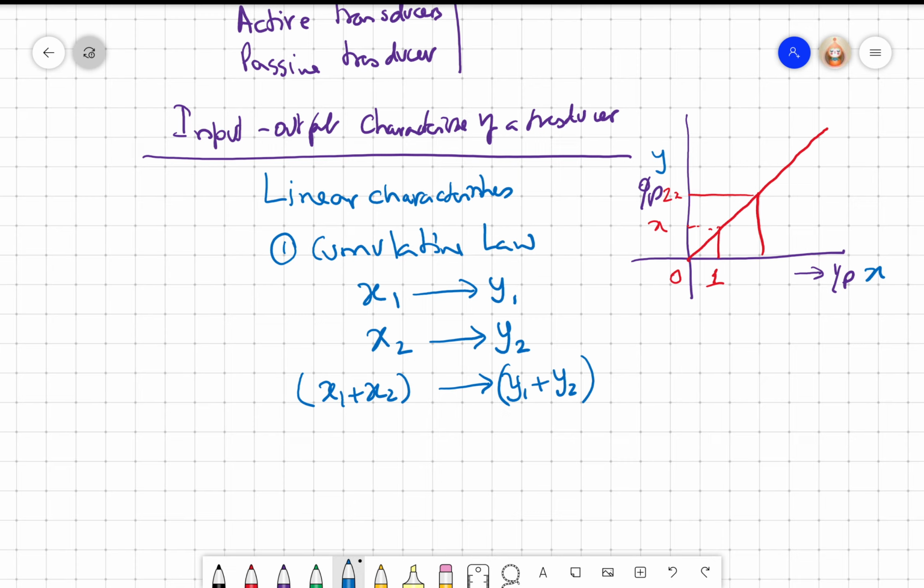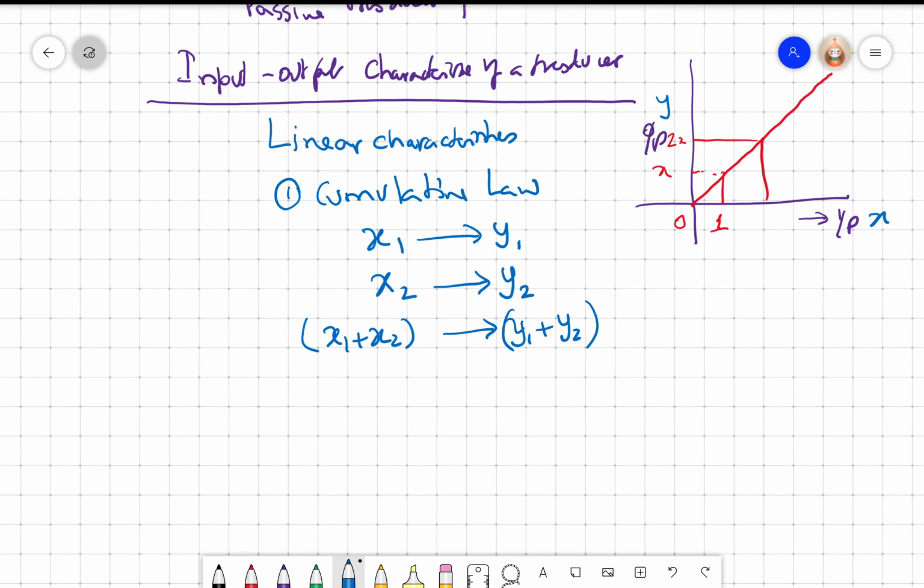So if I give 1 degree, I get 1 volt, I give 3 degrees, I get 3 volts. I give 1 plus 3, 4 degrees, I get 4 volts, right? Then it's a linear characteristic. But that is not enough. This is only part of the necessity. It's not a sufficient condition. So the sufficient condition is called the associative law.